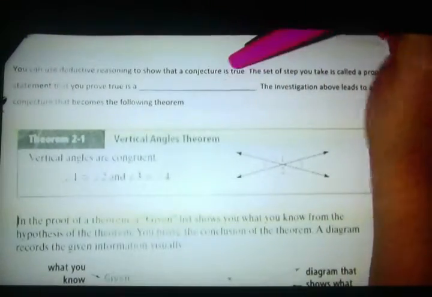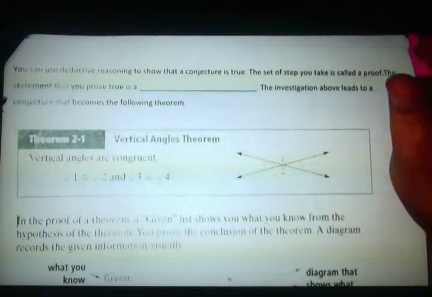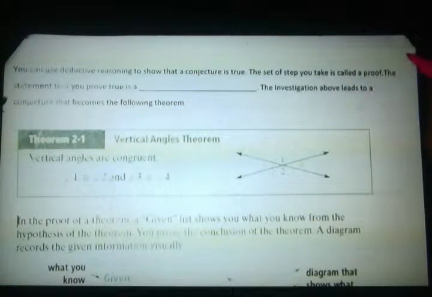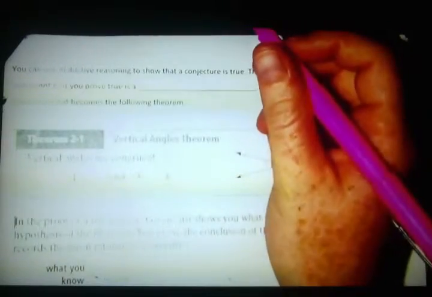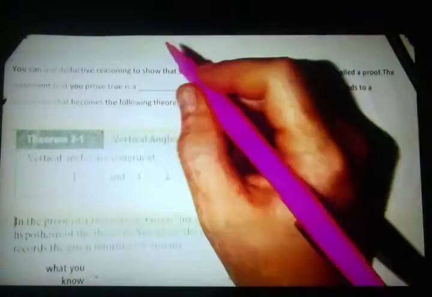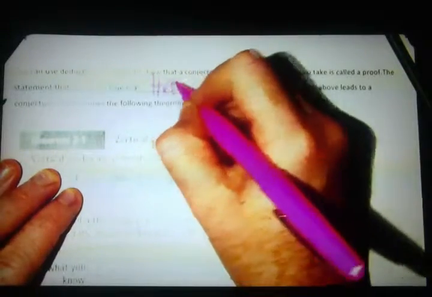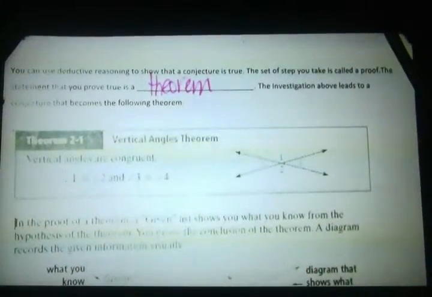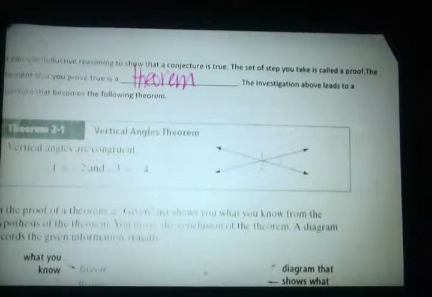You can use deductive reasoning to show that a conjecture is true. The set of steps you take is called a proof. The statement that you prove true is a theorem. We kind of already talked about that. The investigation on the previous page leads to a conjecture that becomes the following theorem.